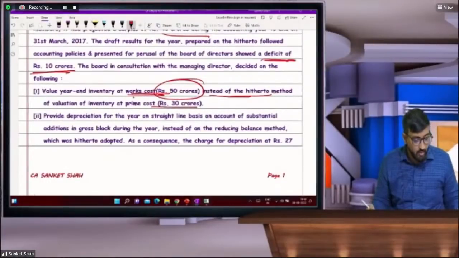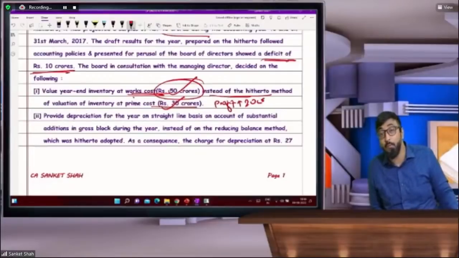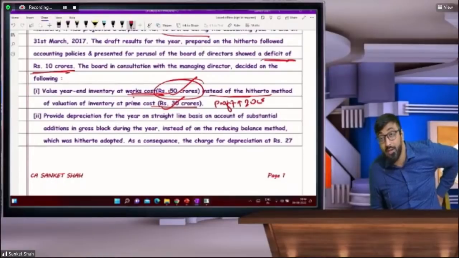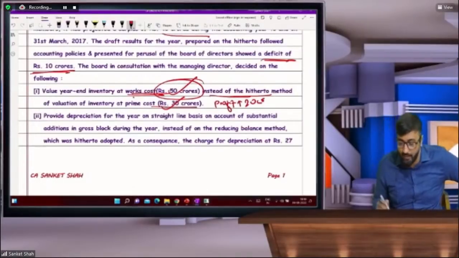So tell me what happens. First, profit will be increased by 20 crores. If you previously recorded at 30 crores and now you are recording at 50 crores, it means your assets will increase by 20 crores, and your closing stock on the P&L account also increases by 20 crores. That is the only reason your profit will get increased by 20 crores. So the first answer is profit will get increased.